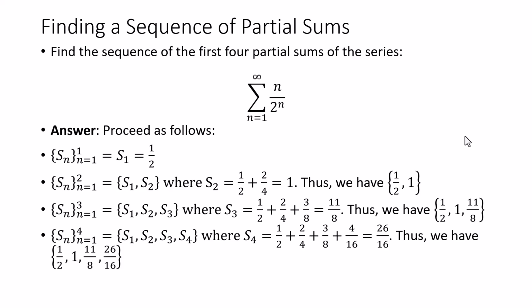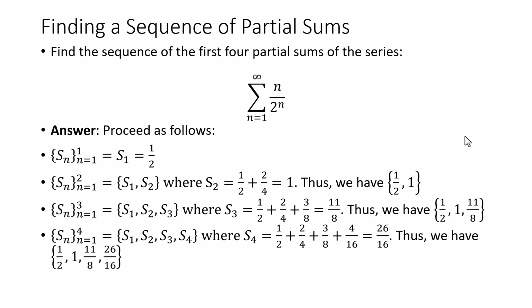In this example, we're going to find a sequence of partial sums. So we're going to find the sequence of the first 4 partial sums of the series, n equal 1 to infinity of n divided by 2 to the nth power. So we're going to proceed as follows. The first value in the sequence is going to be S1, which is what happens when we plug in 1 for n into our series terms, and we have 1 over 2 to the first, which is just 1/2.